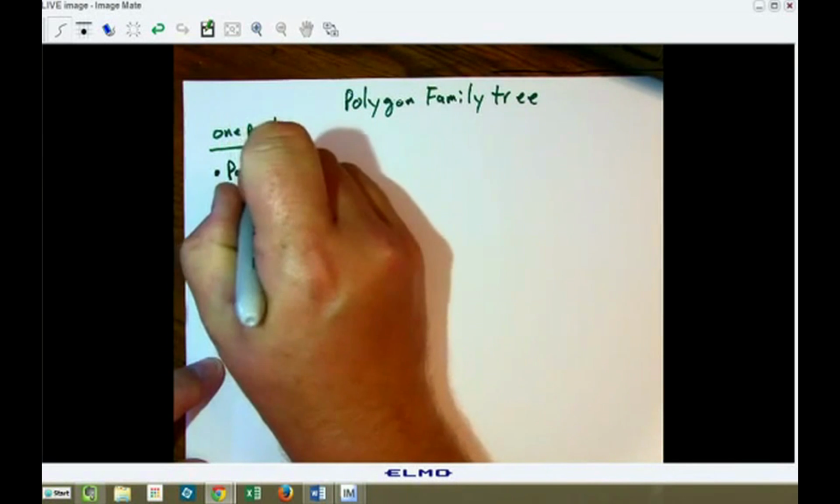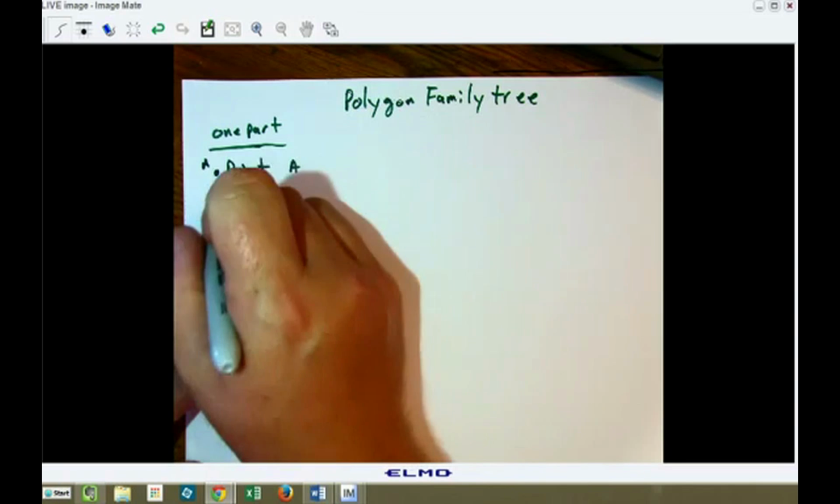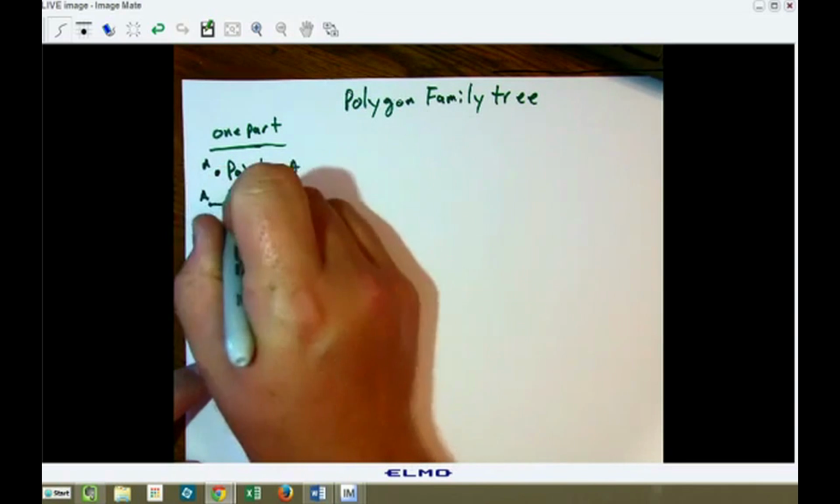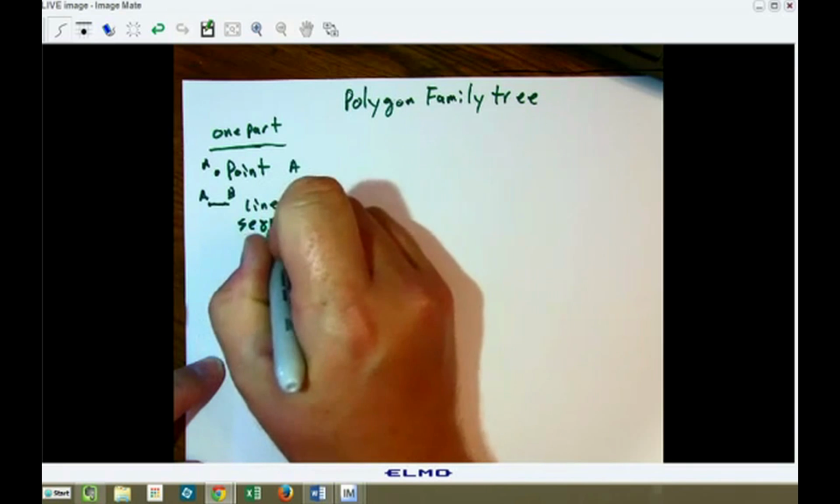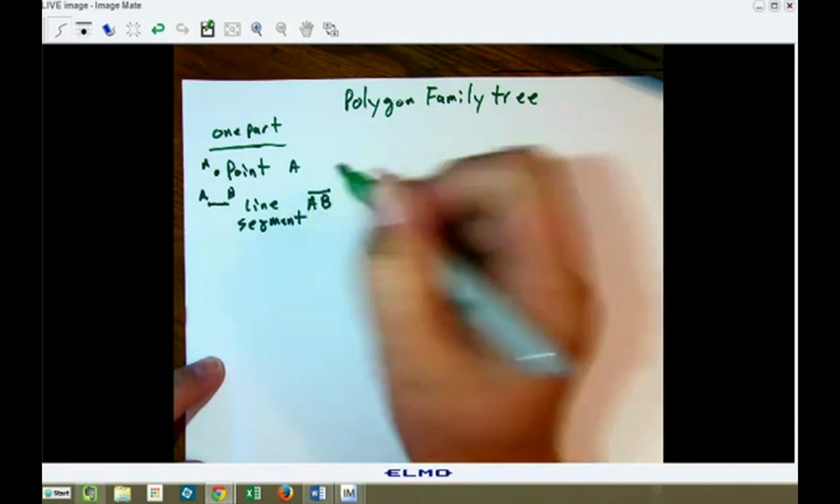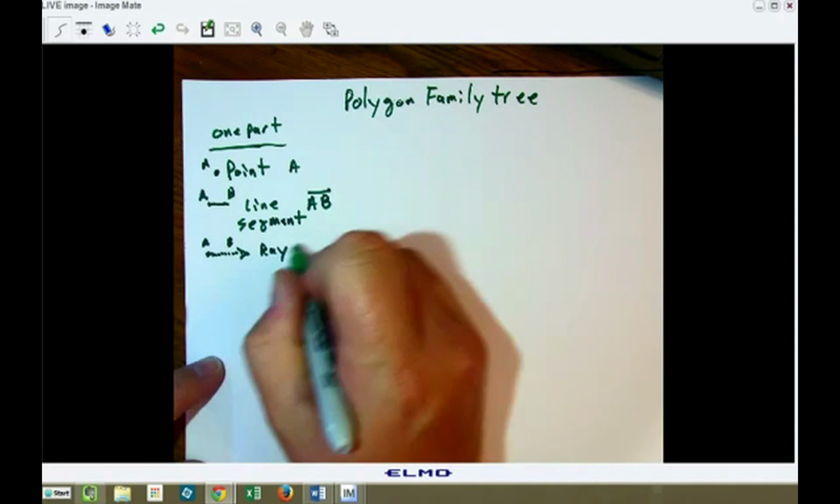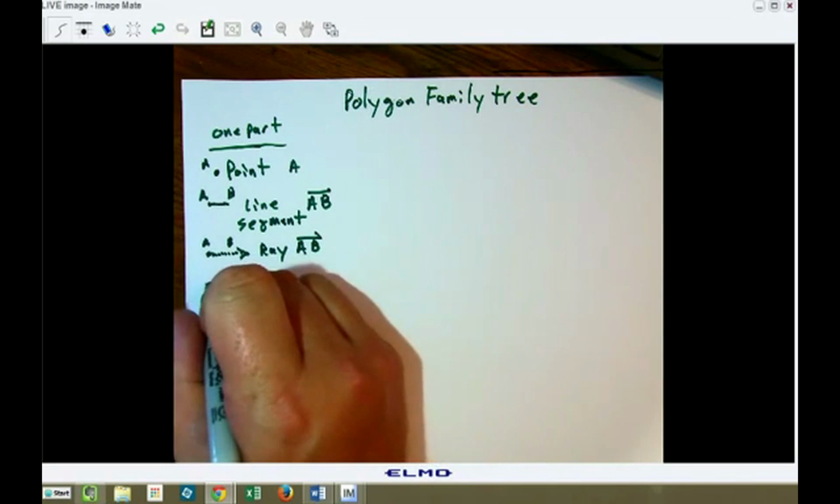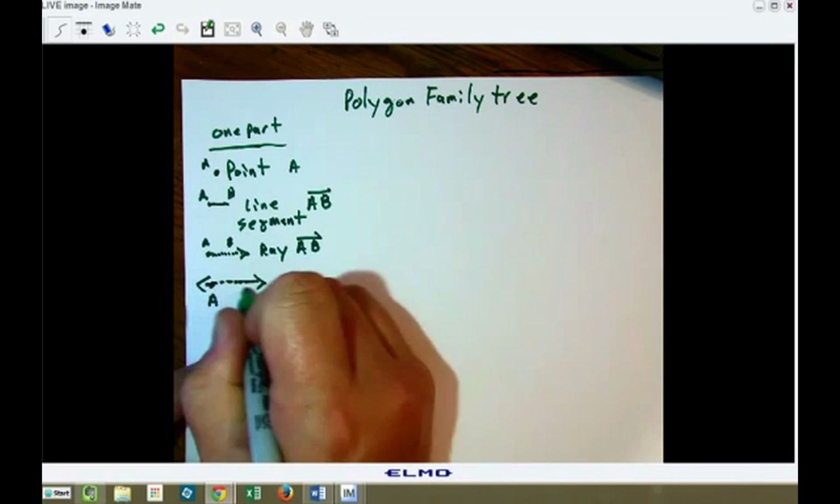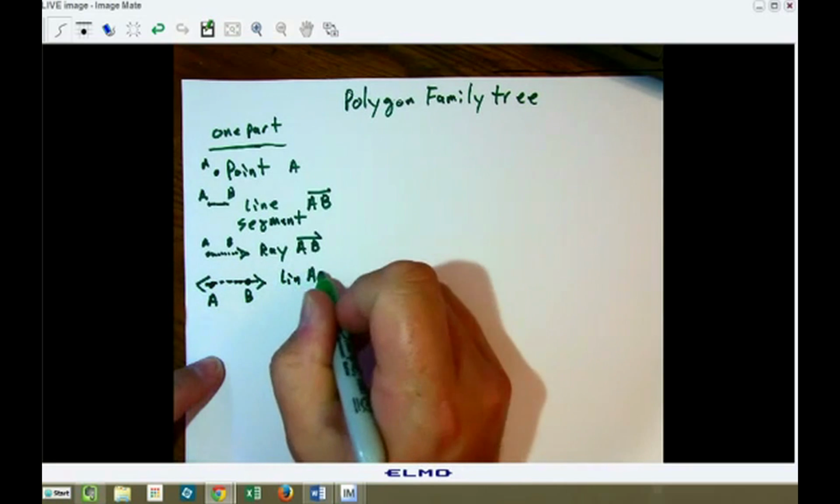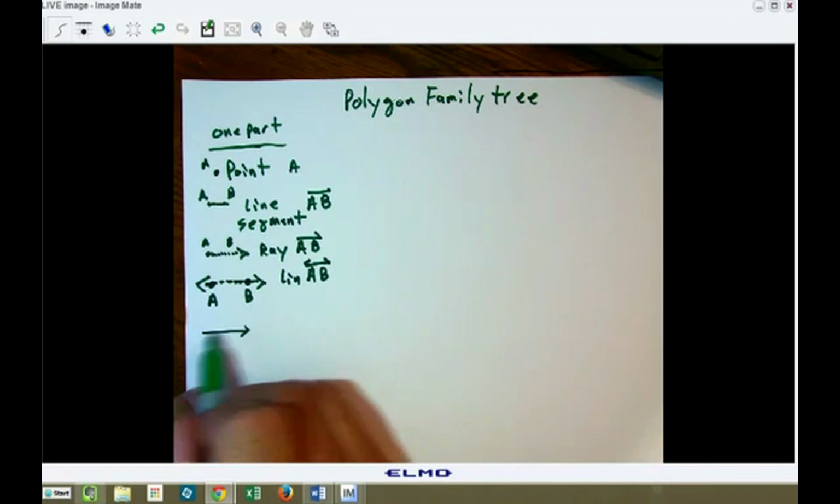Okay, ladies and gentlemen, let's start with a polygon family tree. Now, obviously our most basic building block is point A. If we string a bunch of points together, we get a line segment. That's segment AB. If we string a bunch of points together in one direction infinitely, that's a ray AB. If we string a bunch of points together infinitely in both directions, now we're talking about line AB.